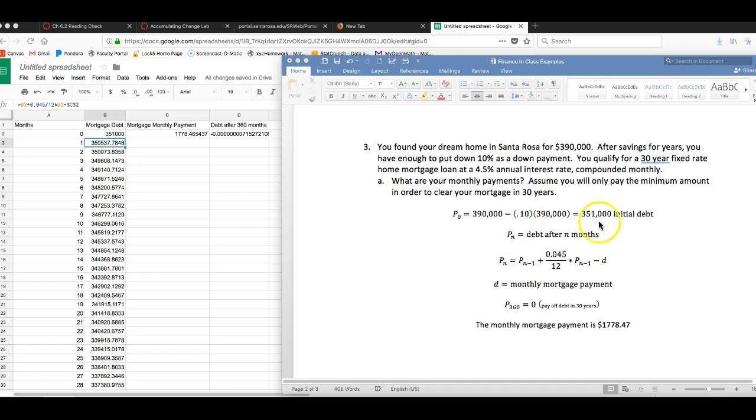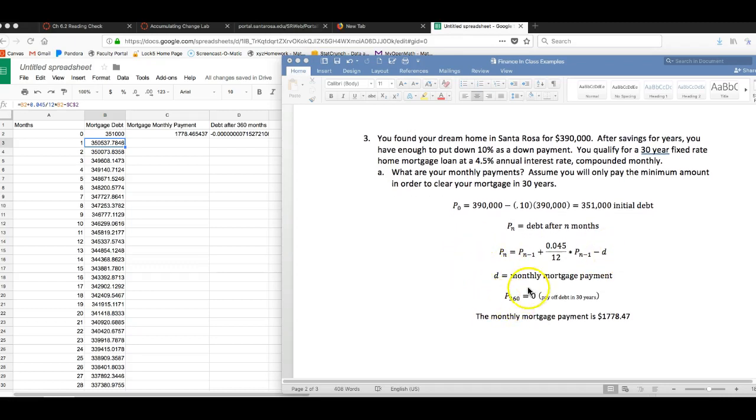So in the last video, we came up with the recursion sequence right here that models your debt over time. Previous month's balance plus the 4.5% divided by 12 due to that monthly compound times your previous balance, and then minus your monthly payment. And we had Google Sheets goal seek determine that monthly mortgage payment that will pay off the debt to be about $1,778.47. So this was done right over here, $1,778.47.